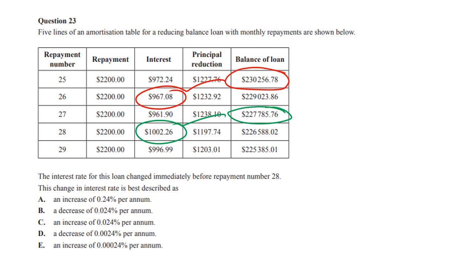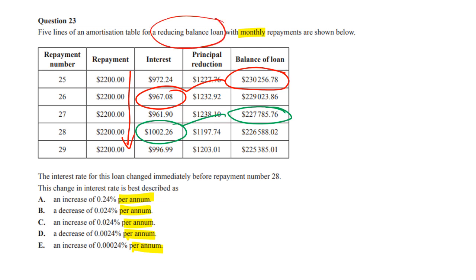A couple of tricks they're going to try on you. This is a monthly rate, but they want to know per annum, which means annually. And with all multiple choice questions, the first thing you should do is eliminate the silly things. As you can see, as we're going down, normally the amount of interest you pay on a reducing balance loan, it says here, should be going down.